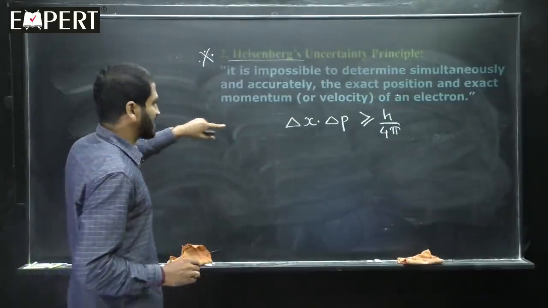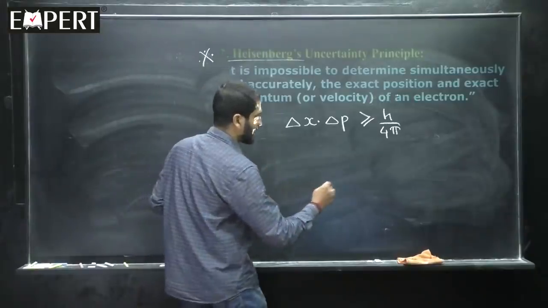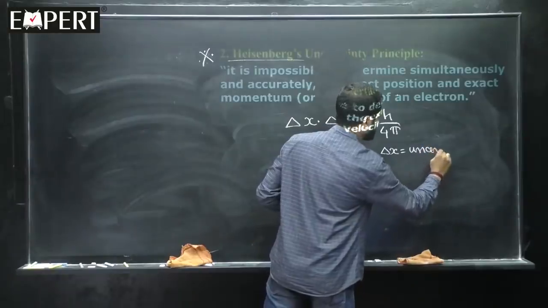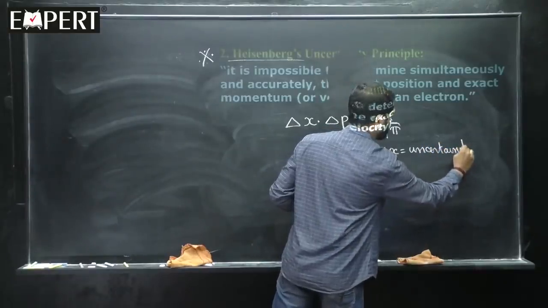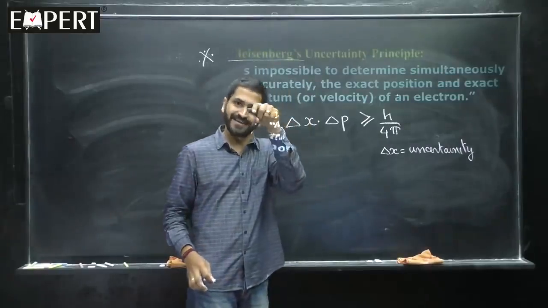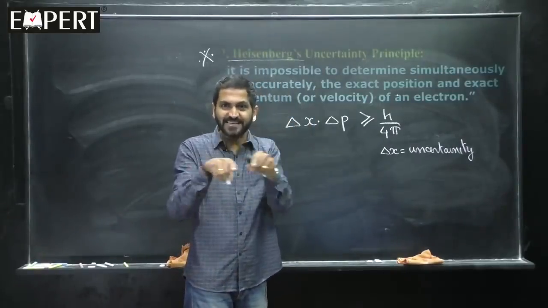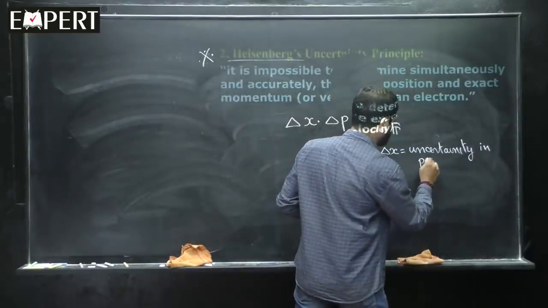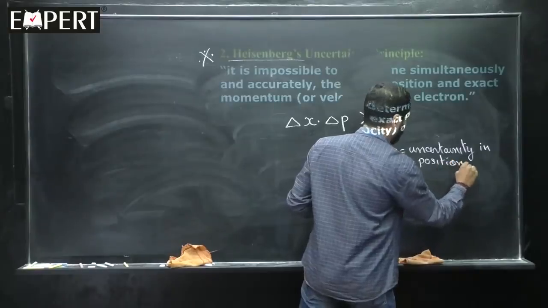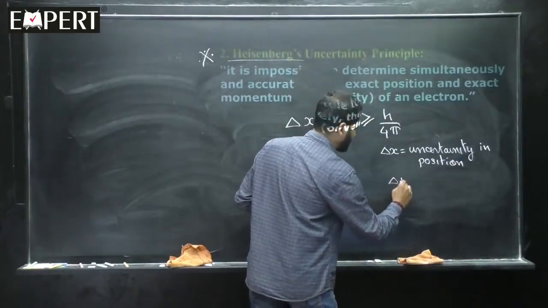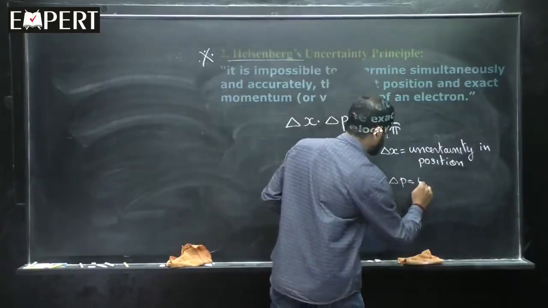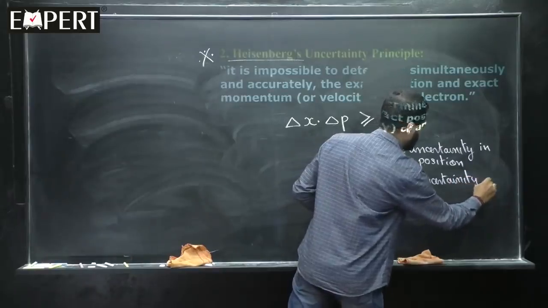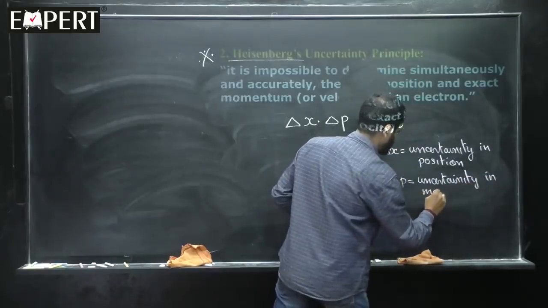Understood? So, this is the equation where delta x is the uncertainty in position of an electron or any subatomic particle. Delta p, p stands for momentum, is the uncertainty in momentum.